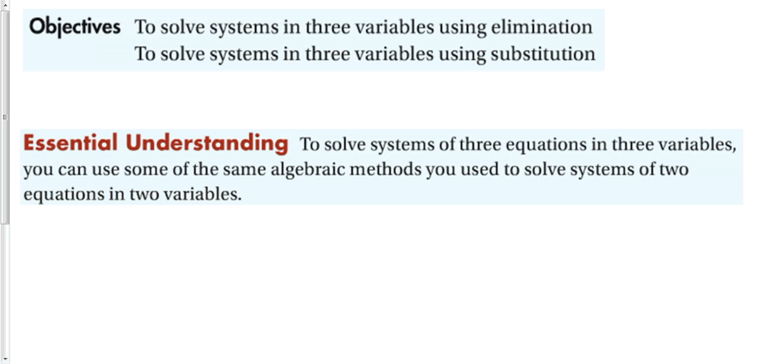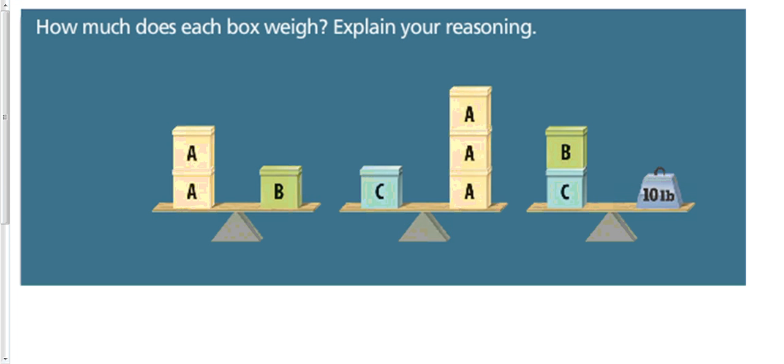To solve systems of 3 equations in 3 variables, we can use some of the same algebraic methods that we use to solve systems of 2 equations in 2 variables. And remember the difference. In 2 variables, we are finding the point where 2 lines intersect. In 3 variables, we are finding the point where 3 planes intersect. And we'll look at a picture of that in a minute. Let's do a quick warm-up problem.